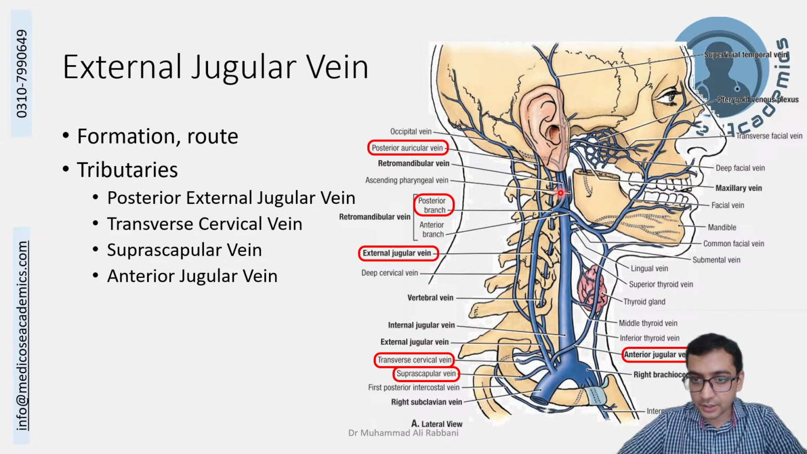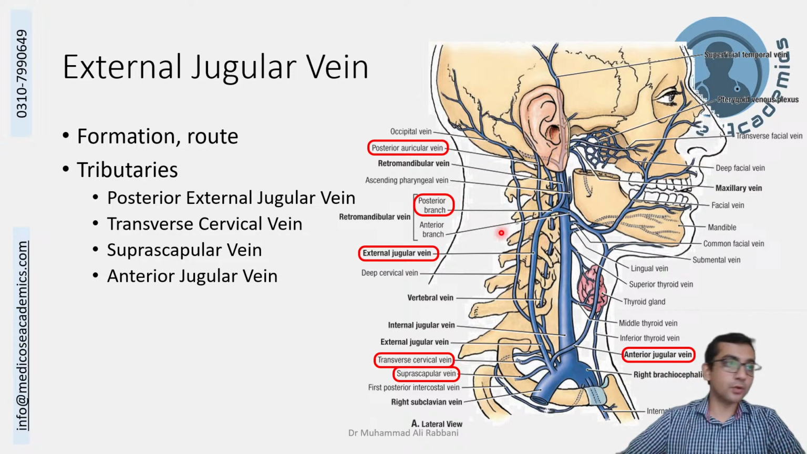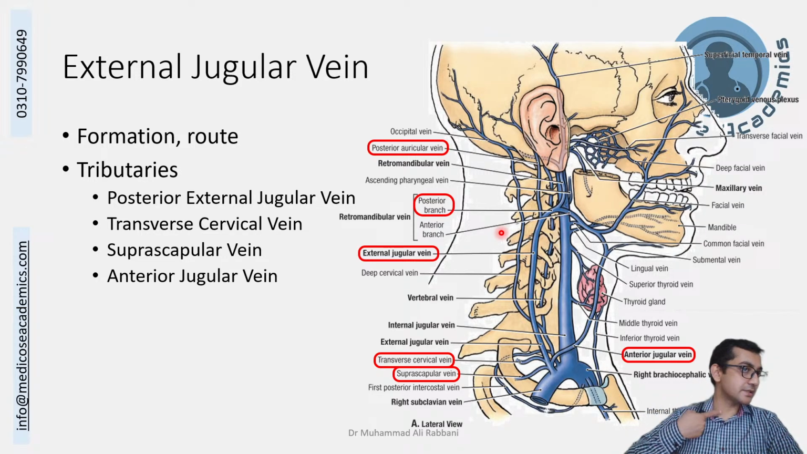The posterior branch moves back and joins with the vein coming from the back of the ear. It has the same name as the artery: this vein is called the posterior auricular vein. The posterior auricular vein joins with the posterior division of the retromandibular vein, and the two join to form the external jugular vein. And the external jugular vein goes down, crossing vertically like this.